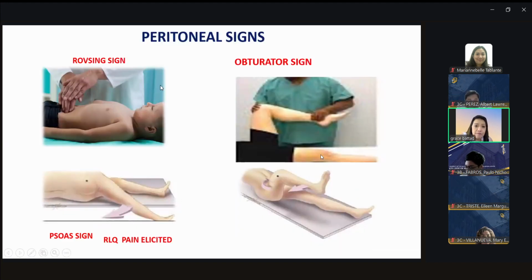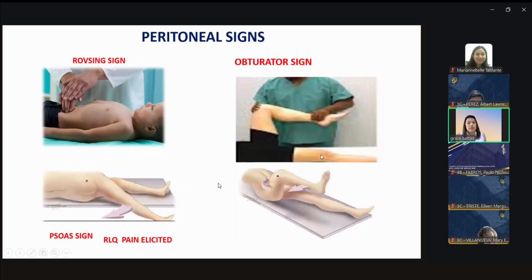So these are examples of your peritoneal signs. Here you have your Rovsing sign: when you palpate the left lower quadrant, and upon release, there is a pain in the right lower quadrant. Then you have your obturator sign when you adduct your right lower extremity, and there's going to be right lower quadrant pain. The same thing with your psoas sign, when you extend to the posterior area, and you will have right lower quadrant pain.